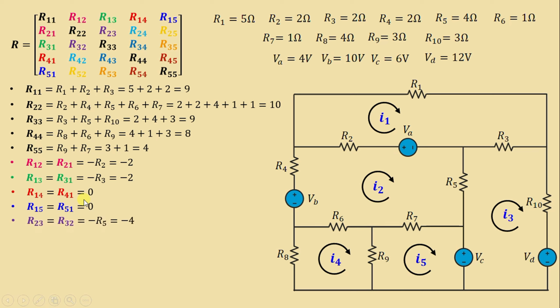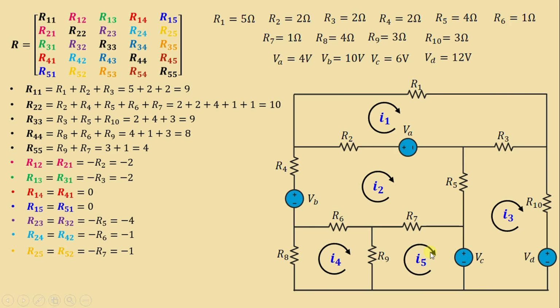Let's move on to R23 and R32. This is mesh 2 and this is mesh 3. The common resistance is R5. Then we have negative R5. We get negative 4. We go to R24 and R42. This is mesh 2 and this is mesh 4. The common resistance is R6. Then we have negative R6. We get negative 1.